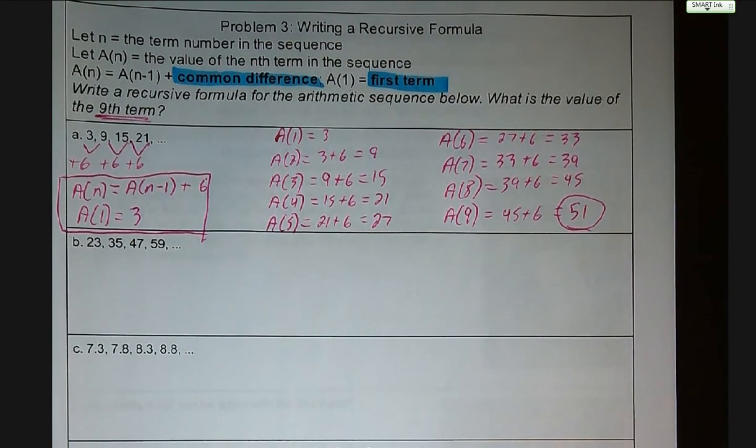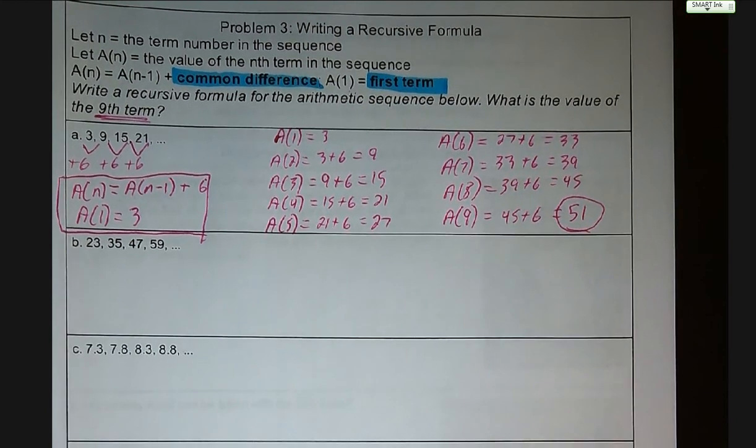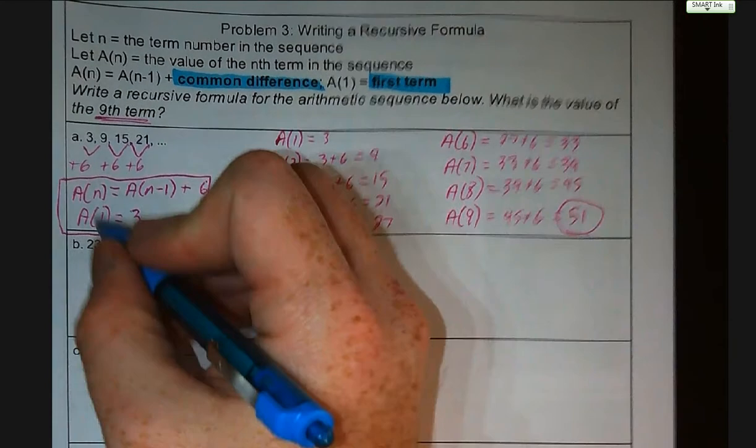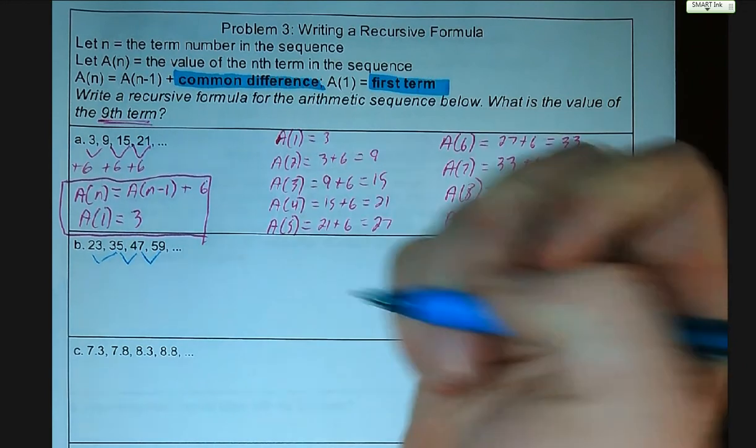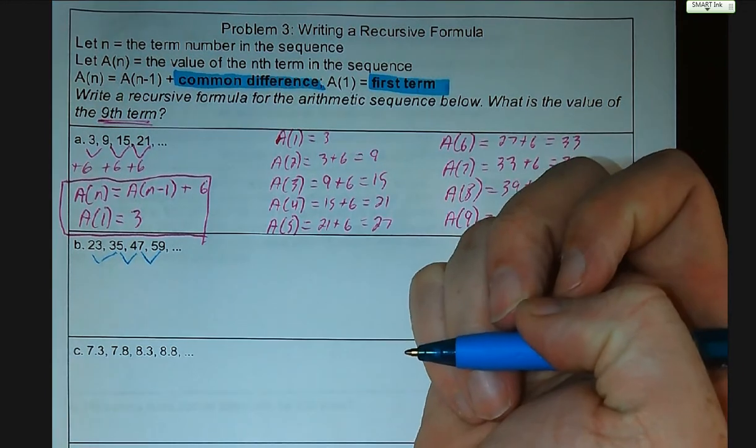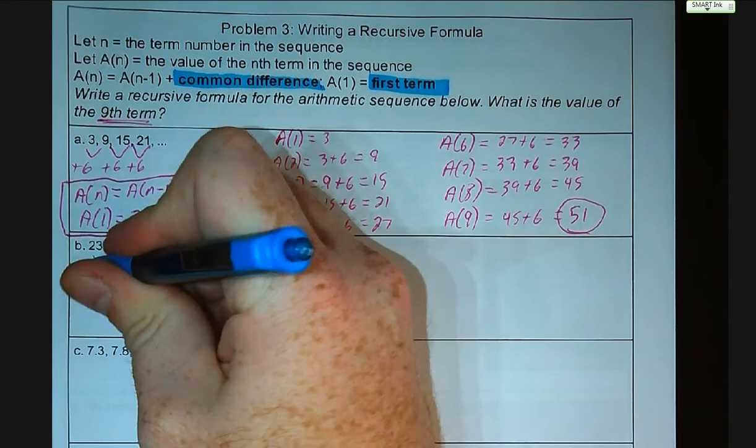So for B here, we're going to do the exact same thing. First, we got to figure out what our constant rate of change is, what the common difference is. So going from 23 to 35, we see that it's adding 12.